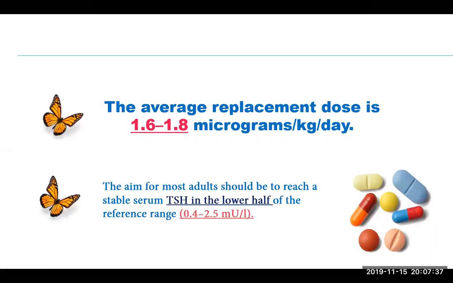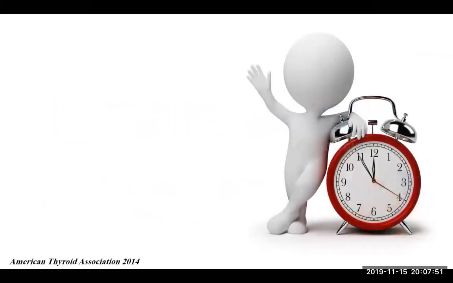And of course, you can titrate this dose according to the TSH after 4 to 6 months of your dose. Of course, our TSH target is 0.5 to 2.5, the lower half. When you give levothyroxine, this is very important.